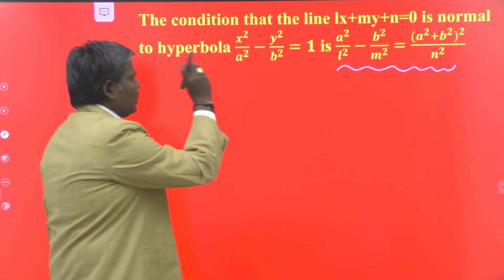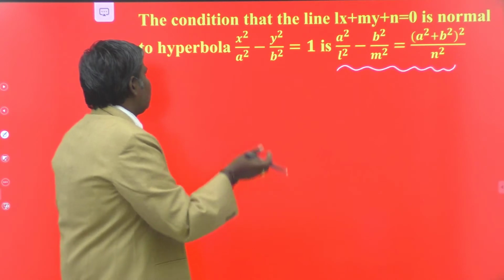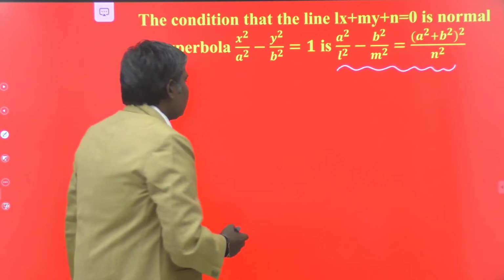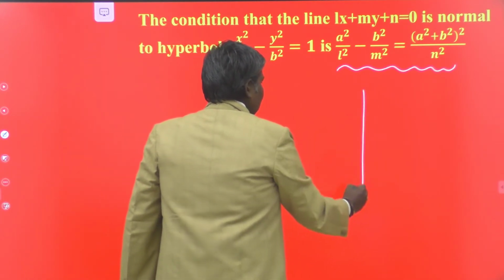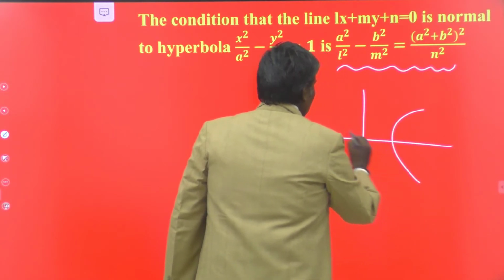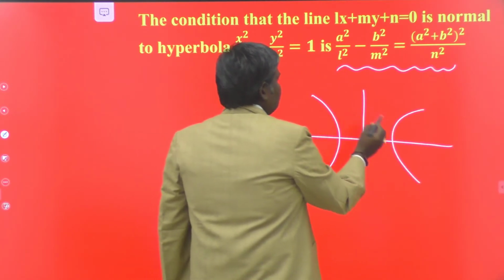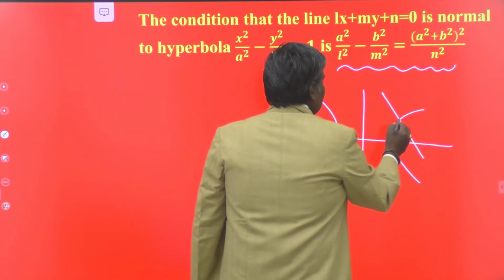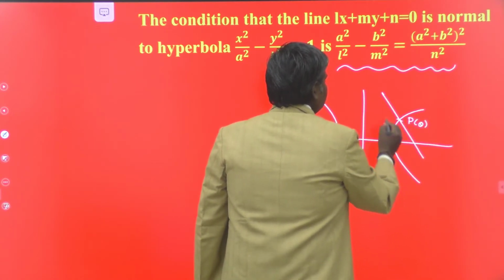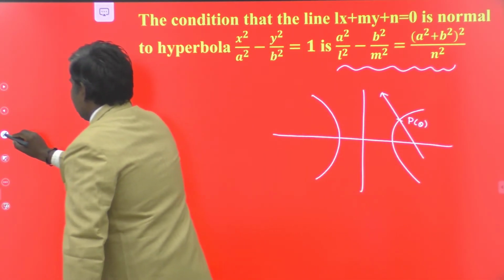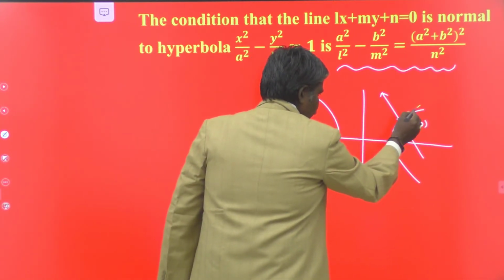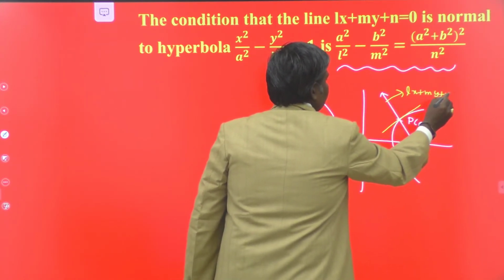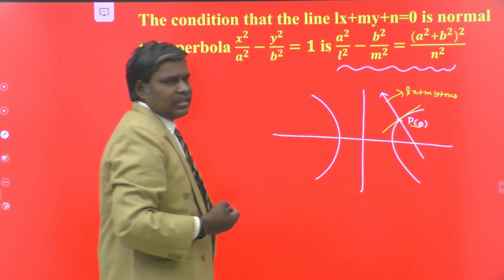Yes, let us start with the given line Lx + my + n = 0 being normal to the hyperbola at P(θ), say. Let us draw the rough diagram. This is the hyperbola. The given line is normal. This is your line Lx + my + n = 0, normal at this point P(θ). So this is the corresponding tangent.